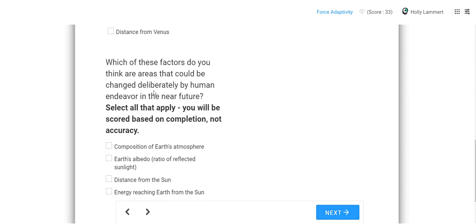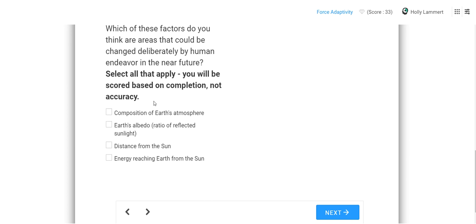Which of these factors do you think are areas that could be changed deliberately by human endeavor? We can change the composition of Earth's atmosphere, right? We're putting out different molecules into the atmosphere. We maybe could even change Earth's albedo. We looked at that with the coyote example, right? So coyote going up and busting the crust, allowing the sand to go up to the mountains, decreasing the albedo, increasing the absorption, increasing the temperature. So could we do that, but in the opposite way, right?